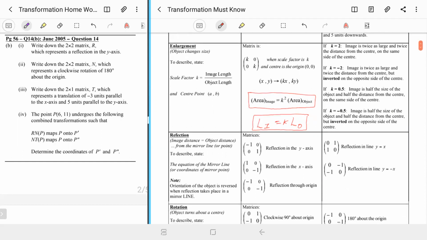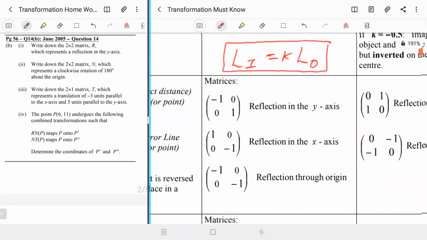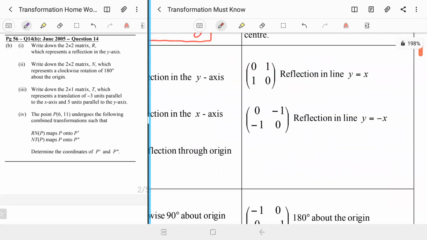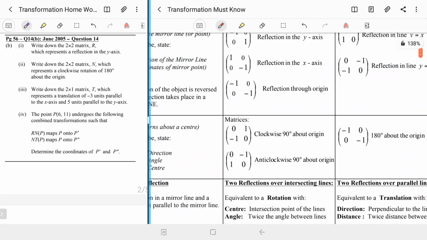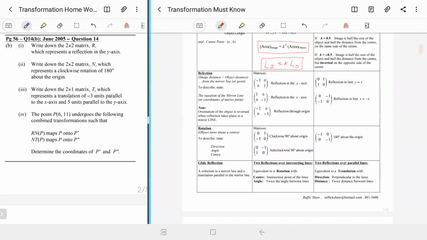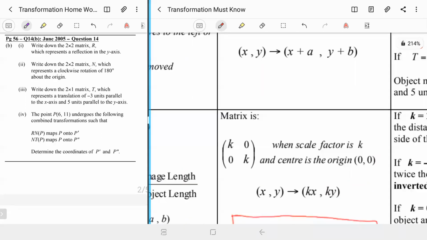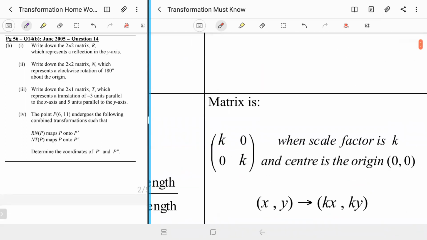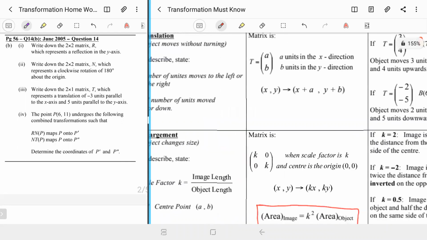Study all the matrices here, guys. Study them. Know them. That's a lot of matrices to learn, man. How many matrices is that? Five or eight matrices. And then the matrix we have is just K, 0, 0, K. And K is the scale factor, whatever the scale factor is. You learn them matrices.